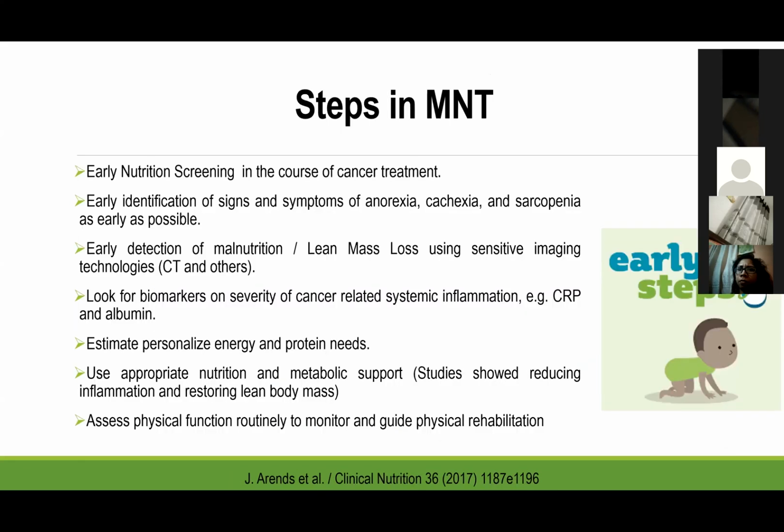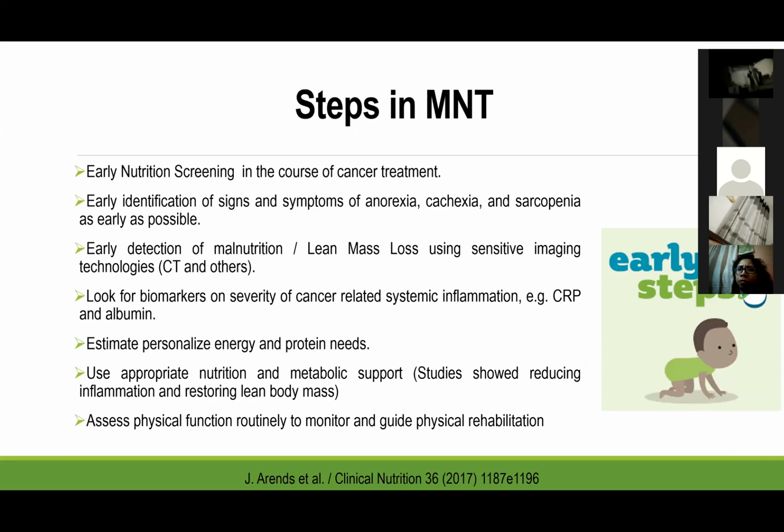So what are the steps in medical nutrition therapy? First thing is we have to do early nutrition screening in the course of cancer treatment. And then early identification of signs and symptoms of anorexia, cachexia, and sarcopenia, which has to be done as early as possible. Then early detection of malnutrition or lean body mass loss, which can be done with CT scans and some imaging technologies.